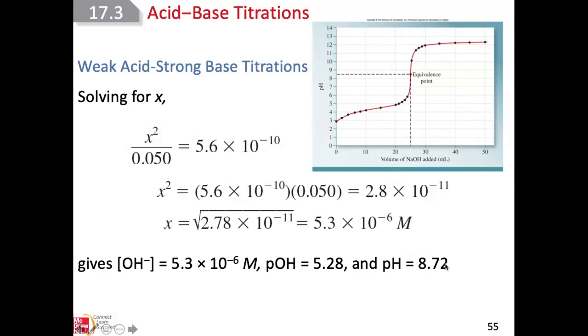So at the equivalence point for the weak acid and a strong base, you have in the beaker the conjugate base, a weak base, and that base makes the solution have a higher pH, which is like 8.72. It's a basic pH, really. We have a basic pH.